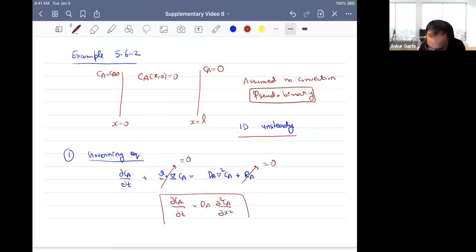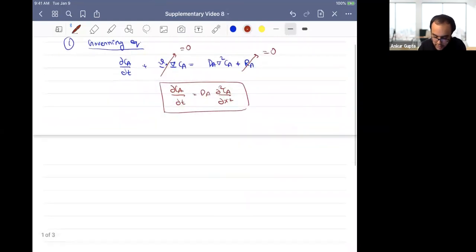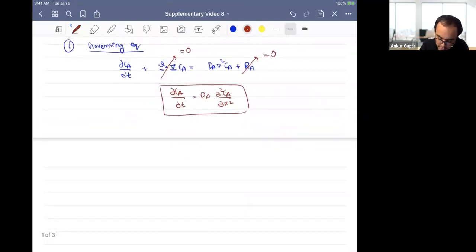So I hope now this is becoming second nature to you. You are able to appreciate this equation. It's just an unsteady diffusion equation, which you get for unsteady diffusion. Now the second thing is to write down the boundary conditions and initial conditions.